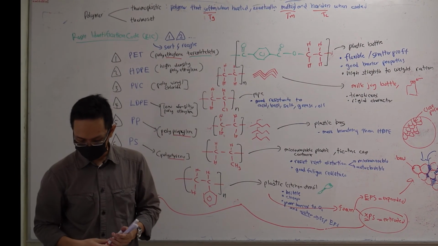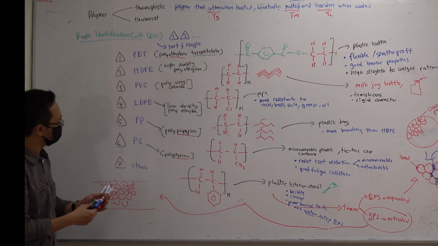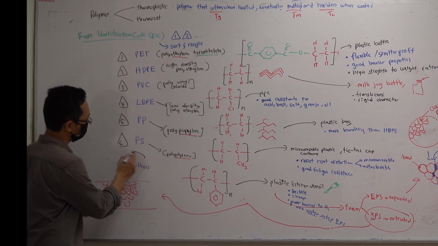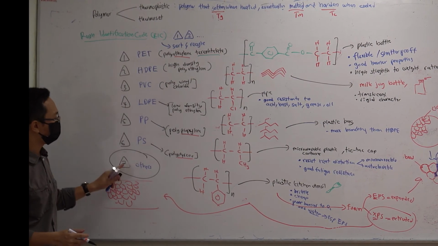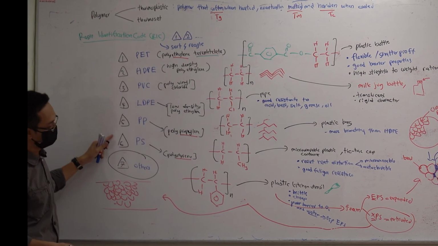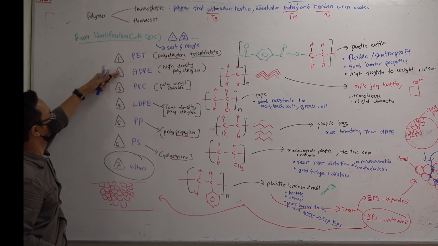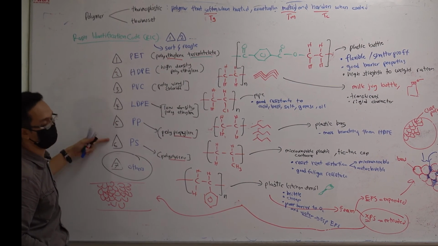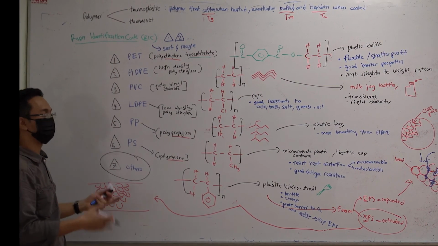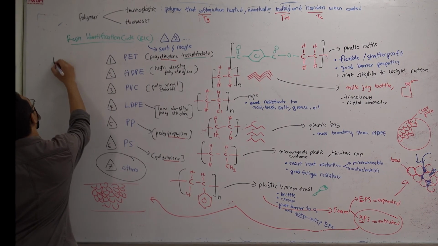And then lastly, we have the others. So the others here are basically other thermoplastics that are not these six: PET, HDPE, PVC, LDPE, PP, and PS. So I will explain just a few things. So an example for others is polyamide.